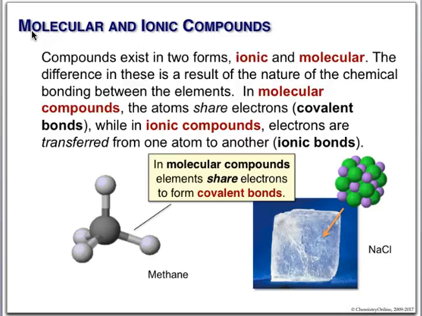An ionic compound, however, is simply composed of ions, cations, and anions in an array. They're packed like this, and they form crystals or whatever. The electrons are totally transferred from one atom, that's the cation, to the anion, and they're held together by electrostatic forces.